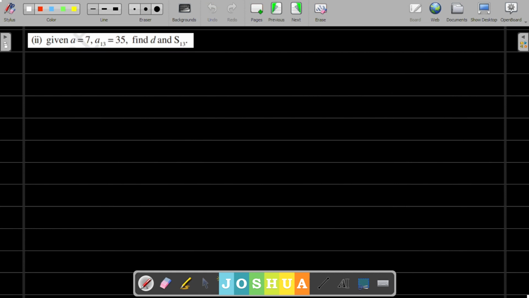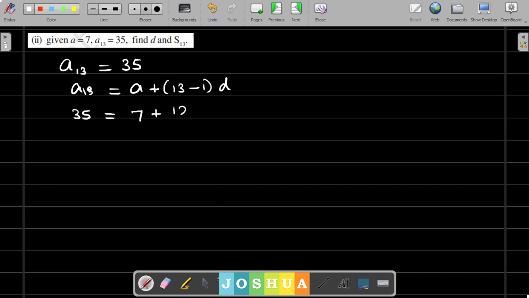Now come to the second question. A13 is given, and we have to find d and S13. So the question is a direct question here. A13 is given here, that is 35. And what is the equation for A13? A plus n is 13, minus 1 times d, and here is A13. So now substitute the value of A13 is 35, that is equal to, a is equal to 7, and 13 minus 1 is 12, and d.